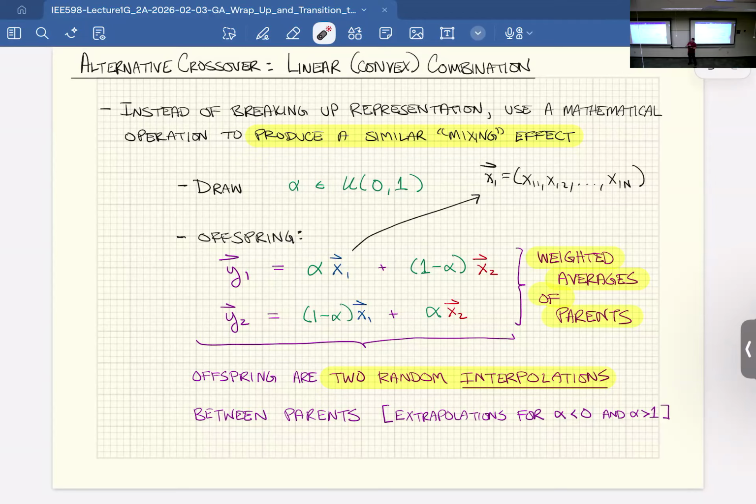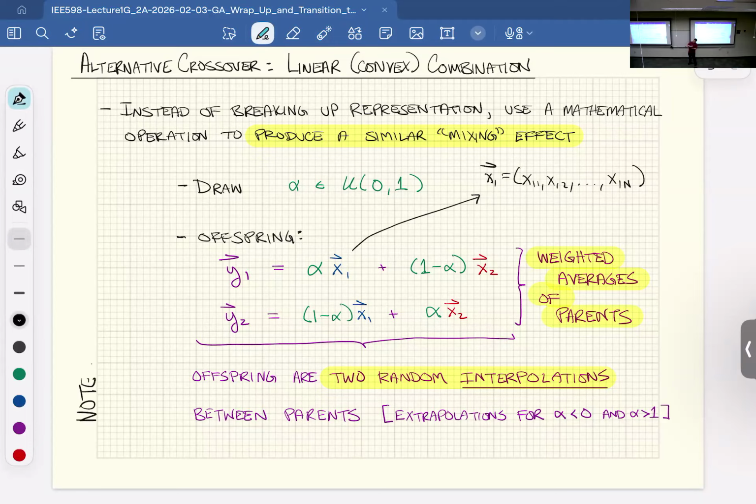So if I didn't write that in here, I'll just make a note. So note, we have to have real valued genes.